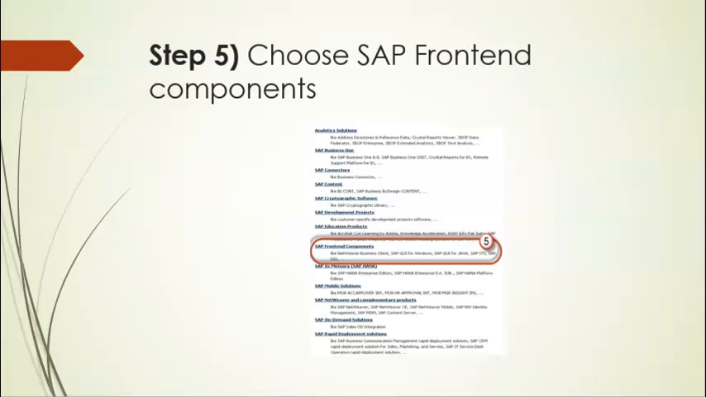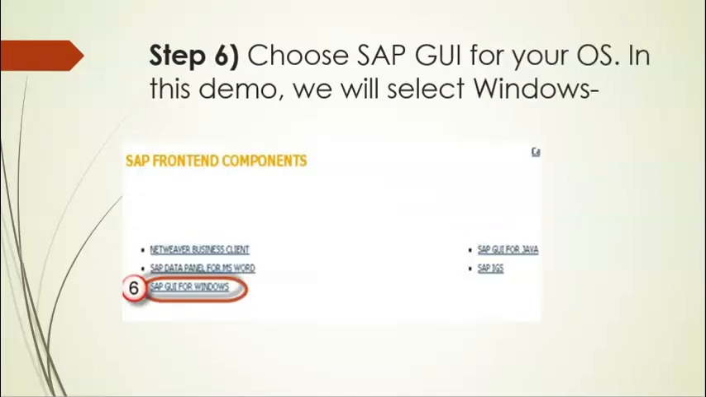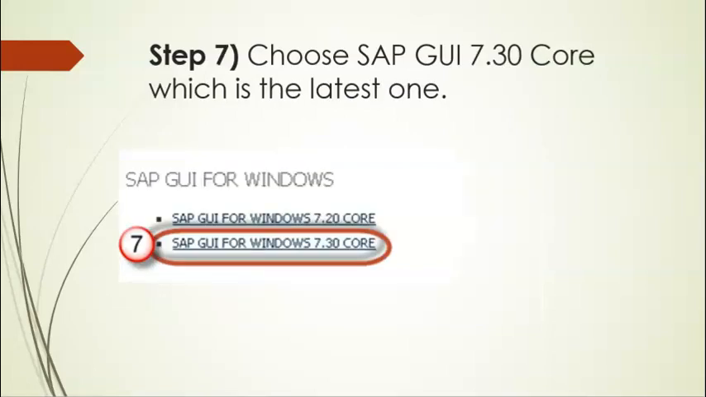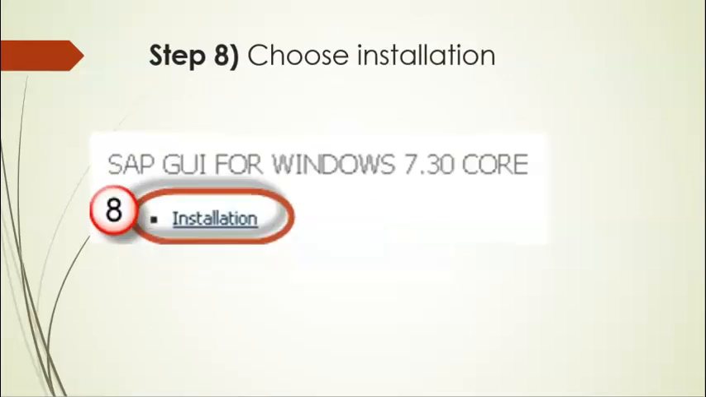Step 5. Choose SAP Frontend Components. Step 6. Choose SAP GUI for your OS. In this demo, we will select Windows. Step 7. Choose SAP GUI 7.30 Core, which is the latest one.